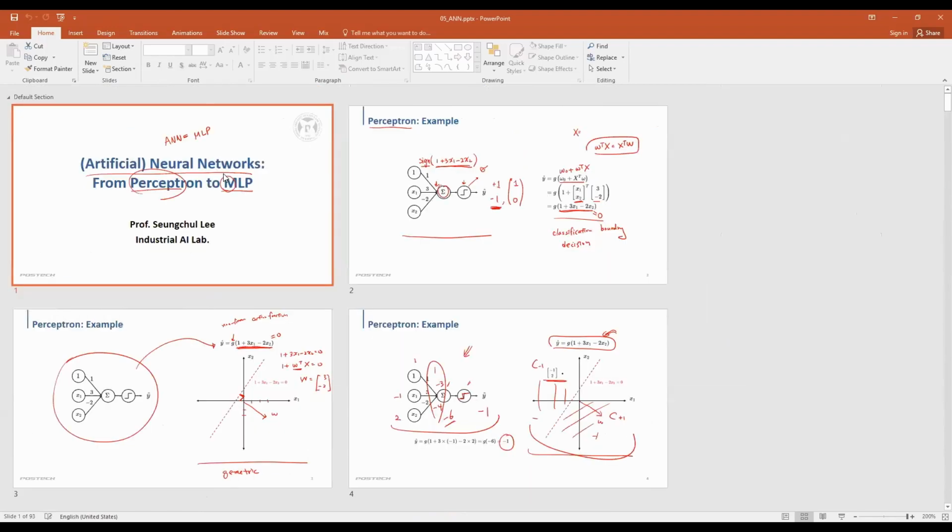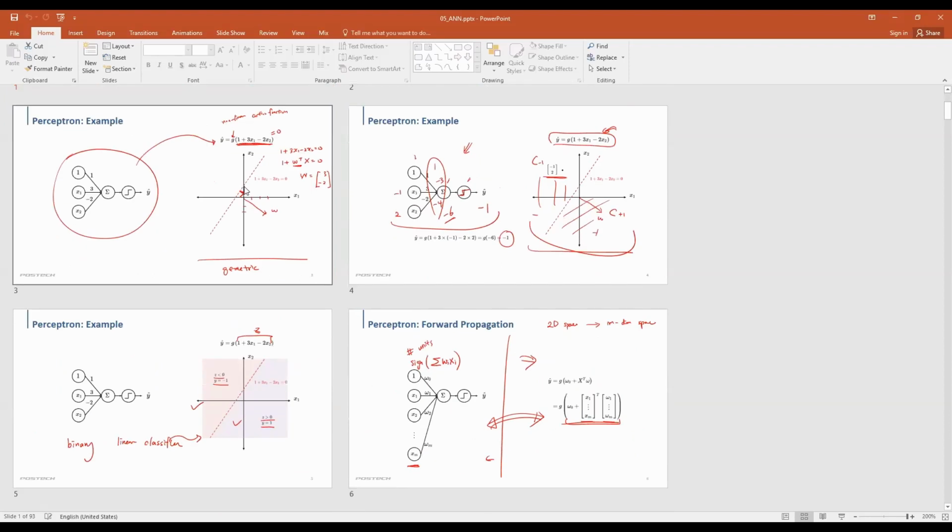So this is the moment that we're trying to move on from machine learning to deep learning. And the first topic, as you can see in the title, is from perceptron to the multi-layer perceptron. The perceptron is one of the key methods in classification, and I expanded the similar concept to multi-layer perceptron.